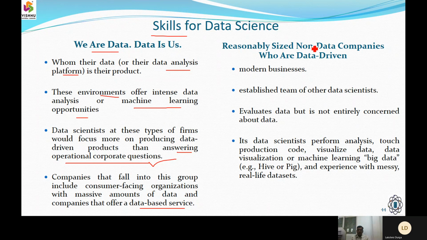The third thing was what we are going to call here reasonably sized non-data companies. So they are going to have a modern business. They establish a team of data scientists and they evaluate the data. And finally, they give the code and deliver to the user via visualization after applying the business machine learning, etc.